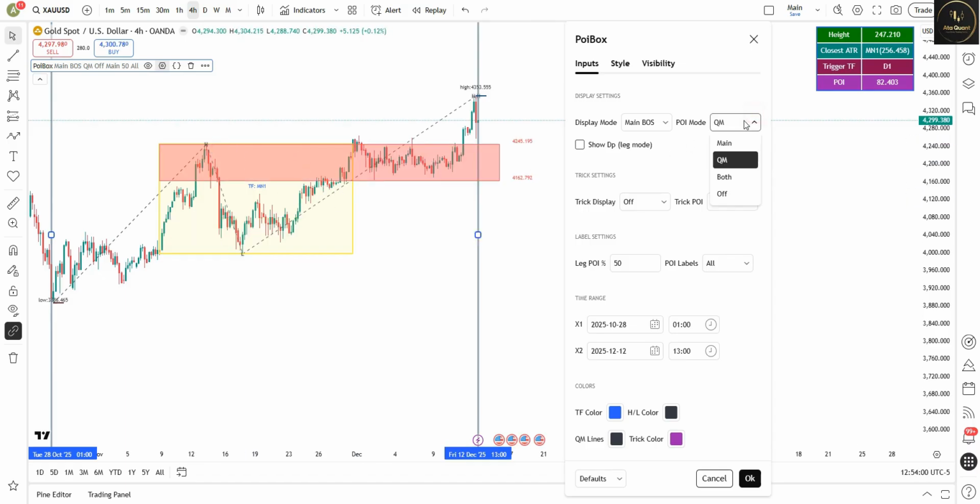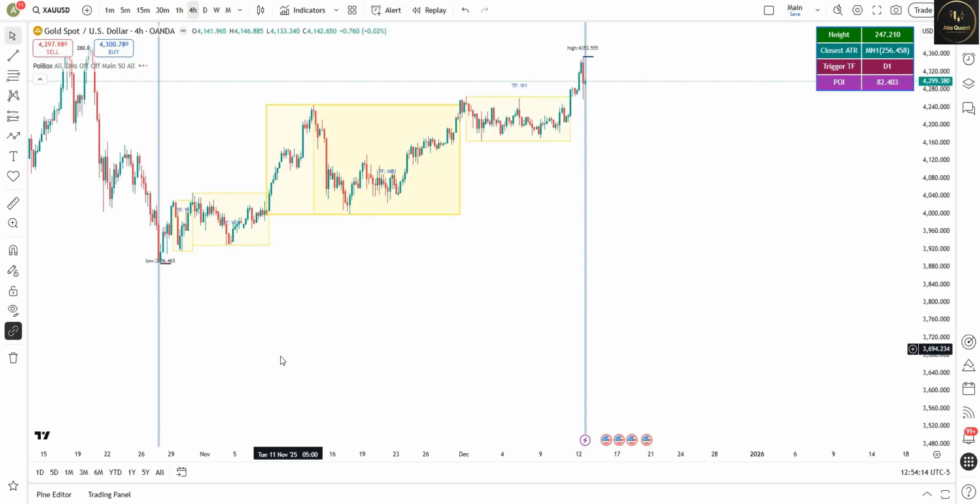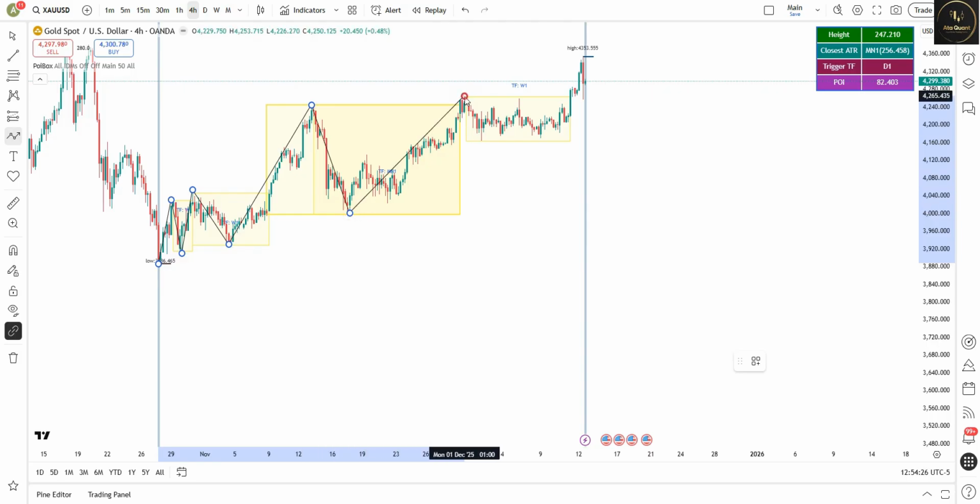And if you set it to both, it will show both, and if you turn it off, it only displays your box range. Now, this POI mode also applies to the topic of IDMs. That means right now, in the entire range I currently have, I have one significant BoS here on the chart. I also have another BoS here, one more BoS over here, and yet another BoS right here. So in total, there are 4 clear BoS points.